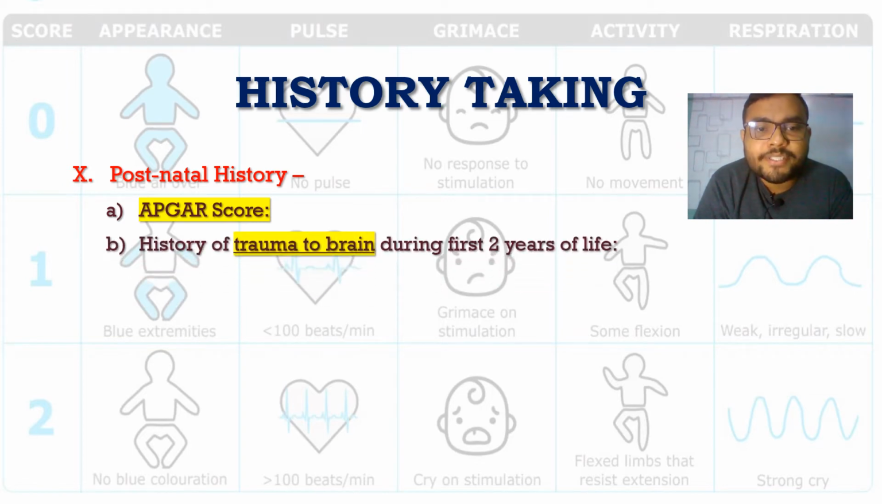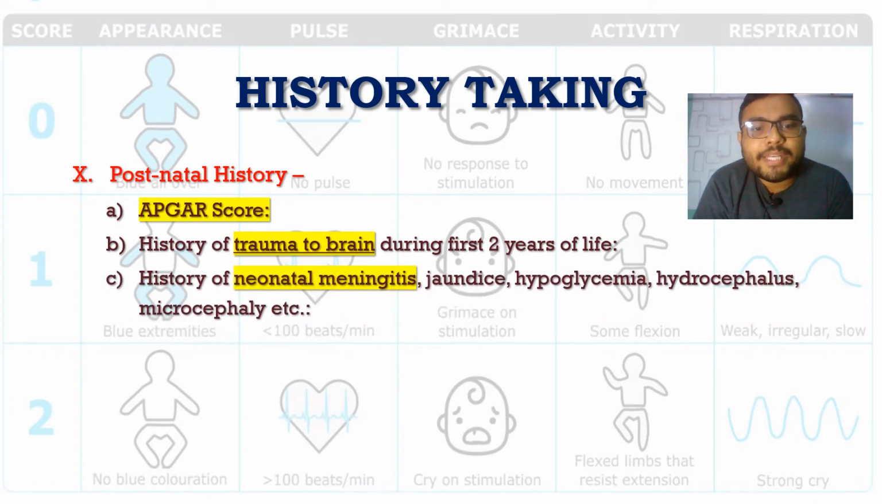Then comes your history of trauma to the brain during the first 2 years of life, right? So if the patient is coming to you after 4 or 5 years, then you need to know if there was any trauma to the brain, whether it was untreated or not, and if it was treated, how it was treated, and so on, right? Then you need to mention the history of neonatal meningitis. It is very important because the brain is developing at that period, and some sort of viral or bacterial infection that can cause meningitis is harmful in the developmental process.